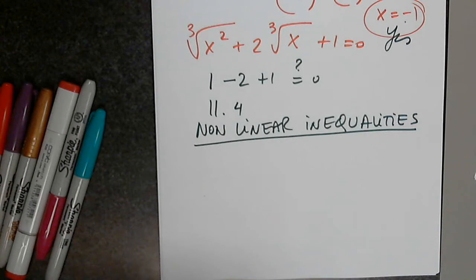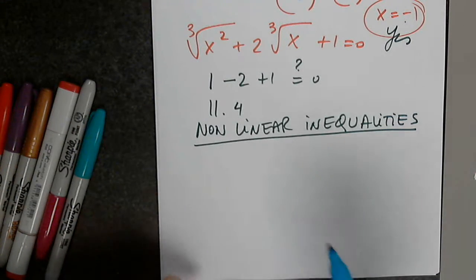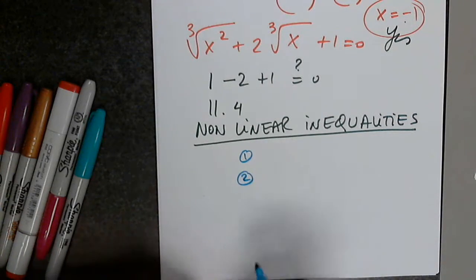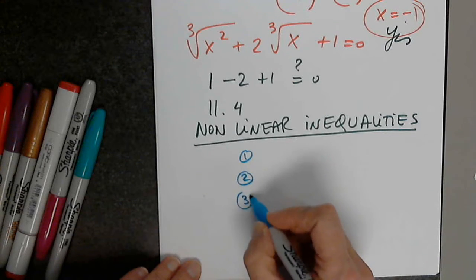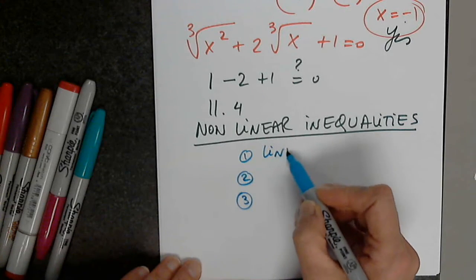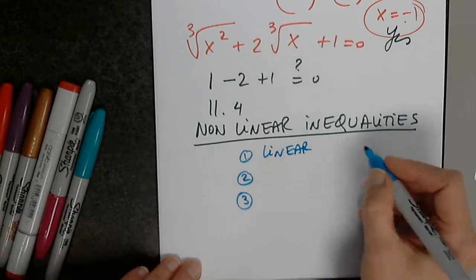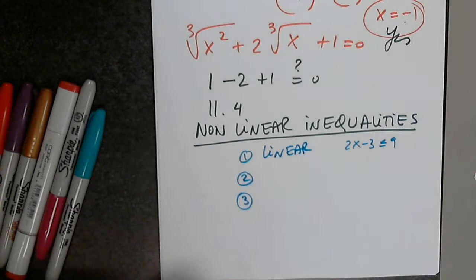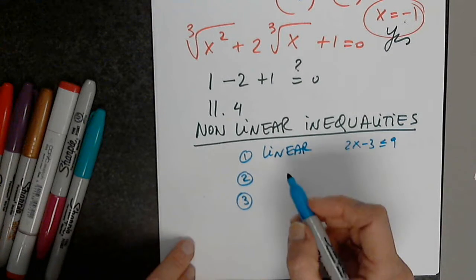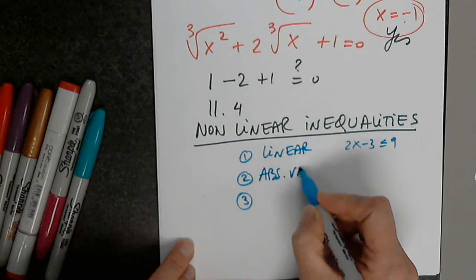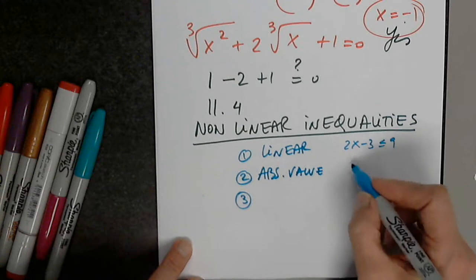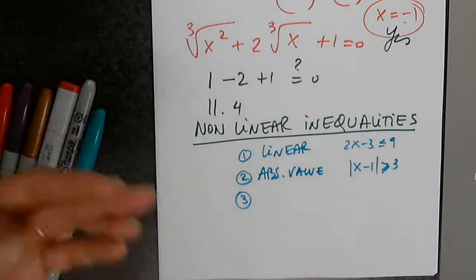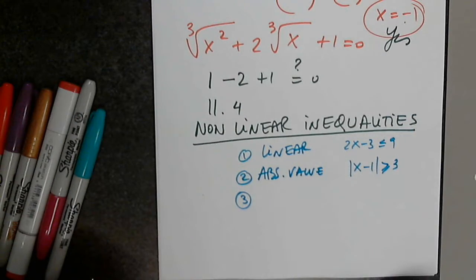How many inequalities do we know so far? We know 2. The first one, oh, actually 3. The first one was linear. Let me give you an example. 2x minus 3 less than or equal to 9. This is linear. Then we talked about absolute value. Those two. The absolute value of x minus 1 greater or equal to 3, or the absolute value blah blah blah less than or equal to 5.